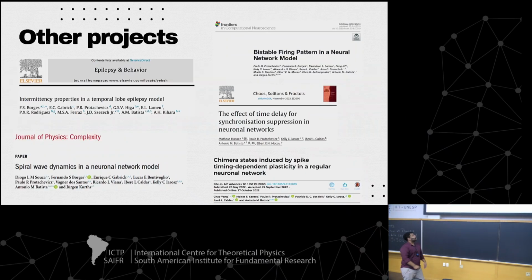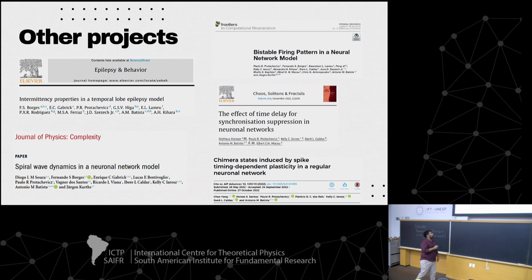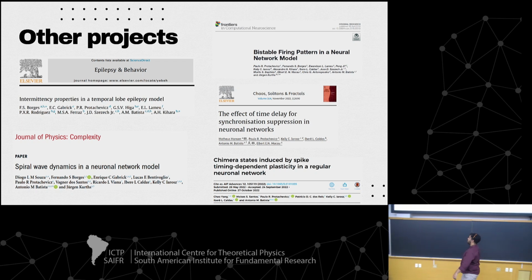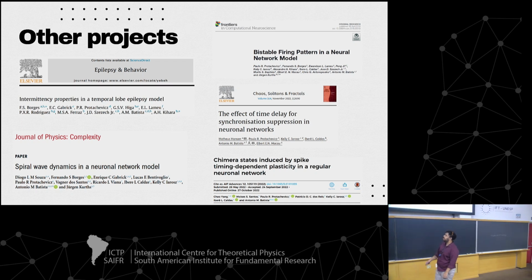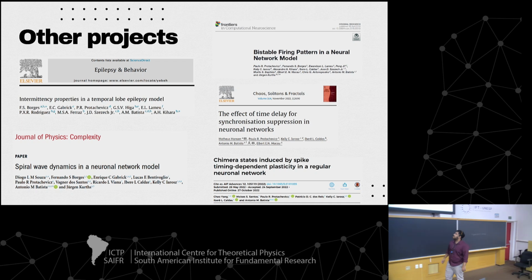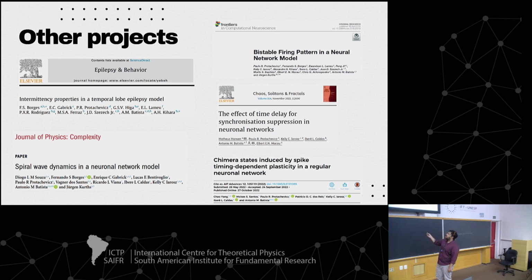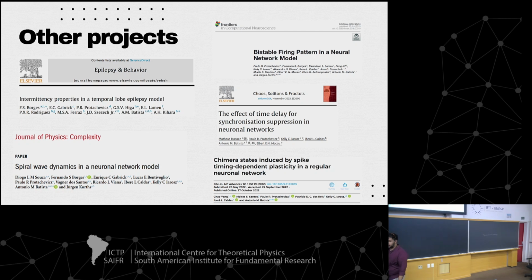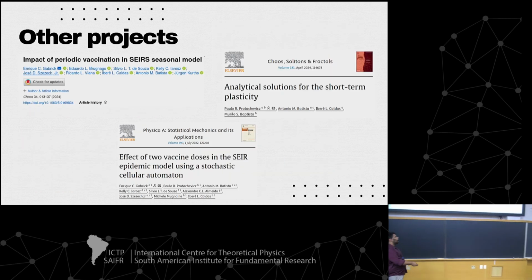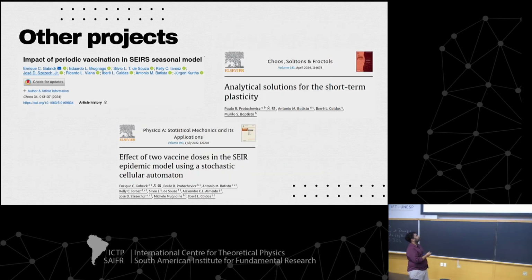Here are some other projects that we have worked on before, and some are still in progress. We work with intermittent states of synchronization in the cortex and other brain regions, oscillations such as spiral waves, chimera states, also delays and other bistabilities. And with other people, we sometimes work with epidemiological models and plasticity.